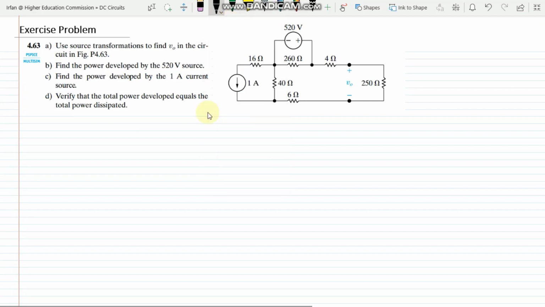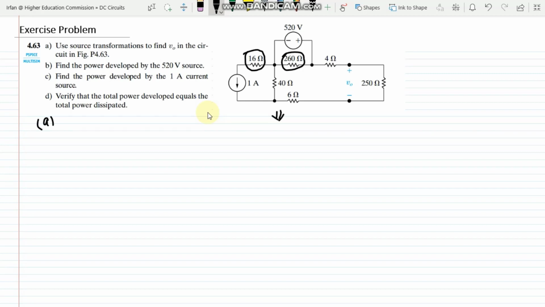First of all, when we start transforming this circuit by using the source transformation method, we can easily see that there are two resistors. One is in series with the current source, and the other is in parallel with the voltage source. So in order to transform it, we have to remove these sources here.